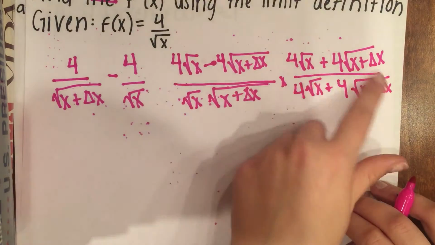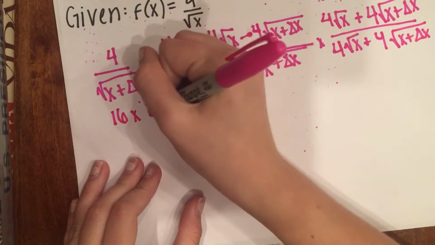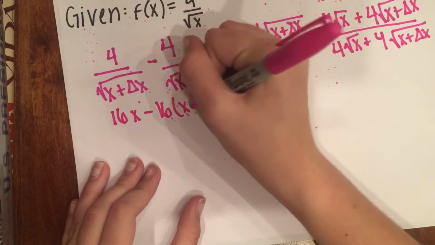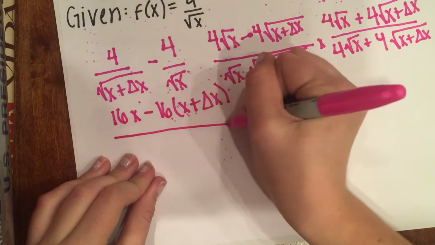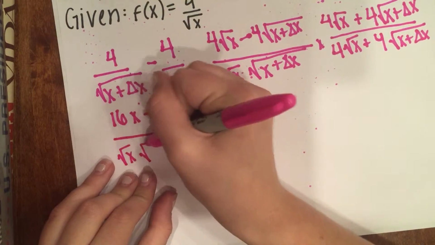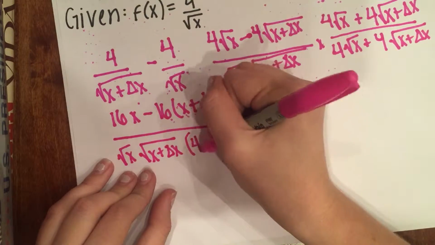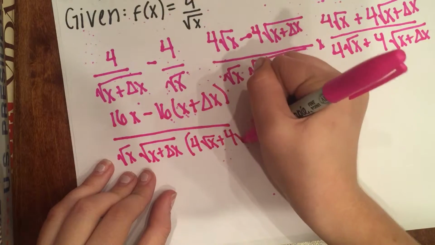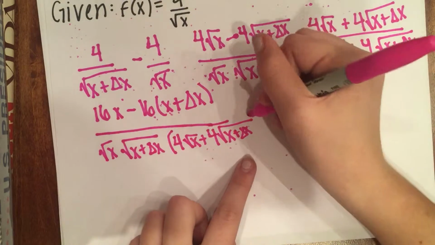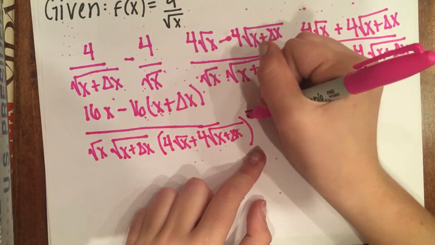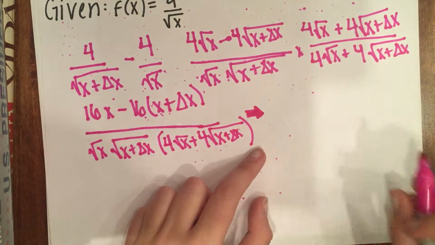So when I multiply all this ugly stuff out, I'll end up with 16x minus 16 times x plus delta x, all over root x times root x plus delta x, times 4 root x plus 4 root x plus delta x. So just to simplify things a little bit further, I can write this out as, this should be a little arrow, even though it is still equal.